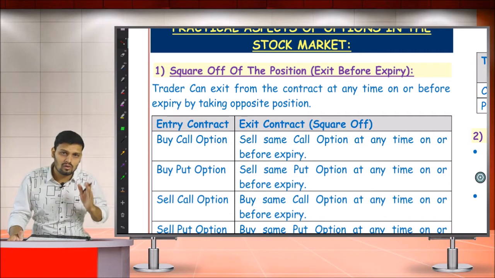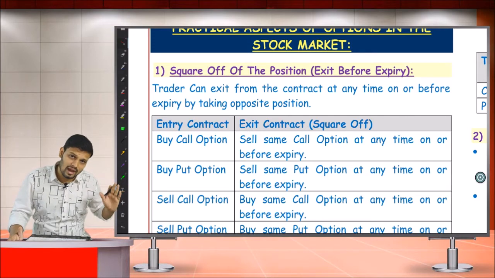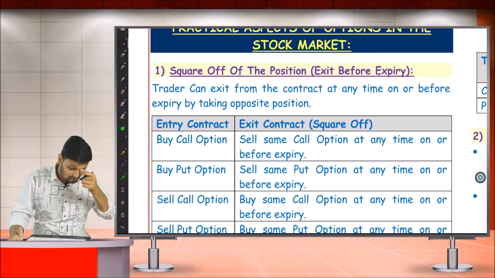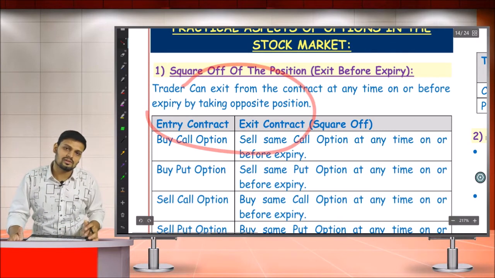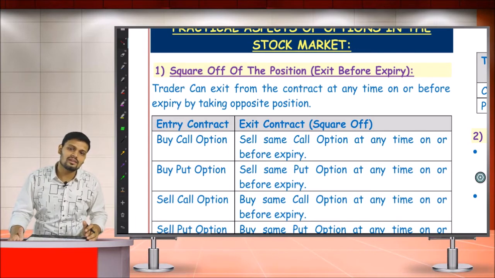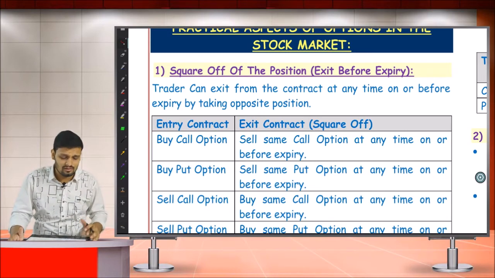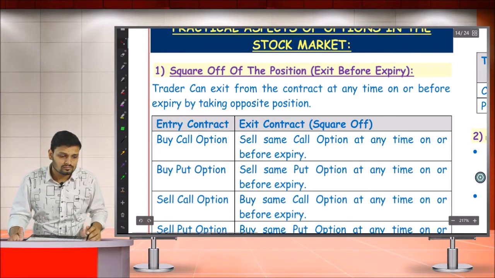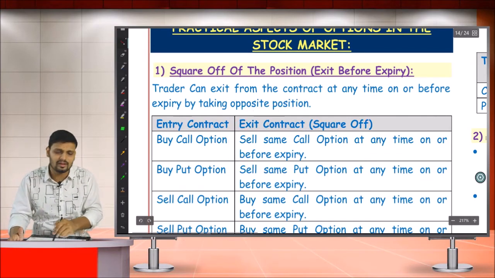As per your book, this is possible only in American options. But I'll tell you, in the practical world, it is different. You can exit even before the expiry, even in a European option. In India, we only have European options, we don't have American options. A trader can exit from the contract at any time on or before expiry by taking the opposite position. Like we have already seen in hedging, we take the opposite position to hedge ourselves or to minimize the risk. Same way, if you have earlier bought the call option, to close that contract, you will sell the same call option at any time on or before expiry.